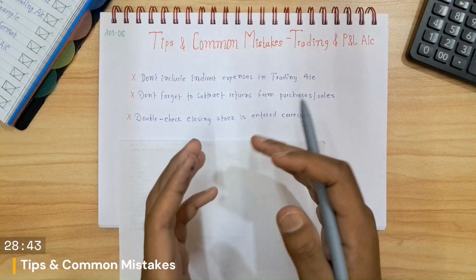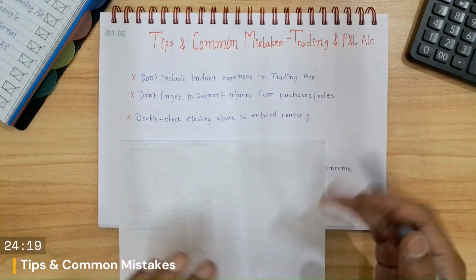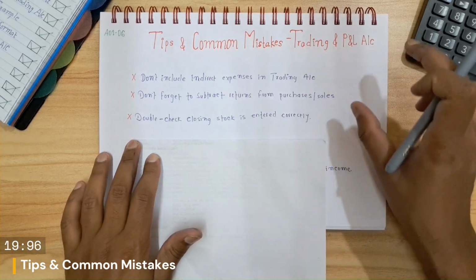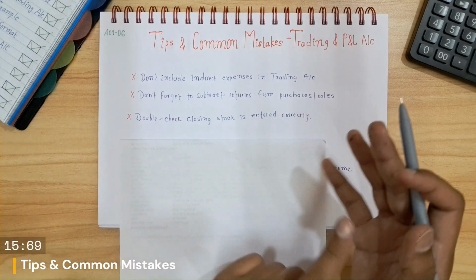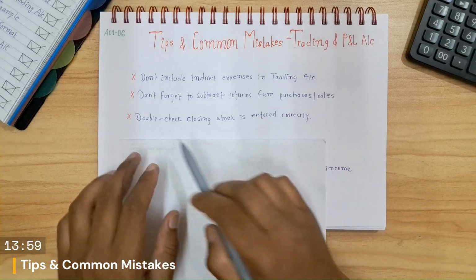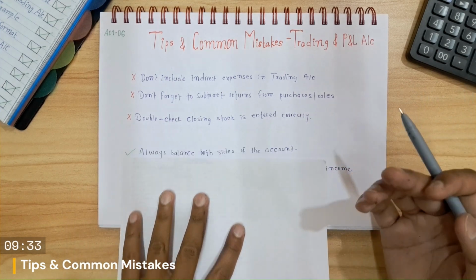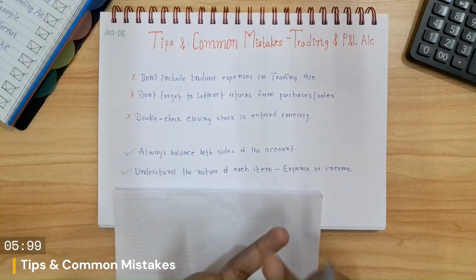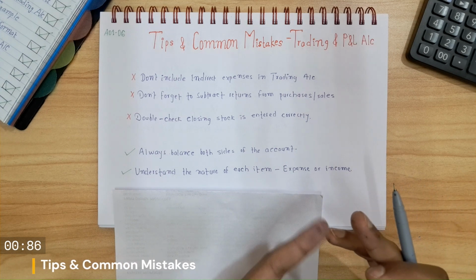See, here are some quick tips and mistakes to avoid while preparing trading and PL account. Don't include indirect expenses in trading account. Don't forget to subtract returns from purchase or sales. Double check closing stock is entered correctly. And see the tips here: always balance both sides of the accounts and understand the nature of each item first. Is it expense or income?